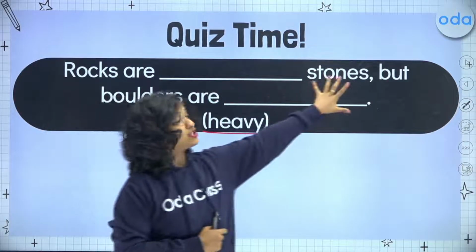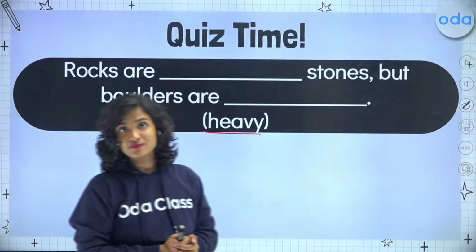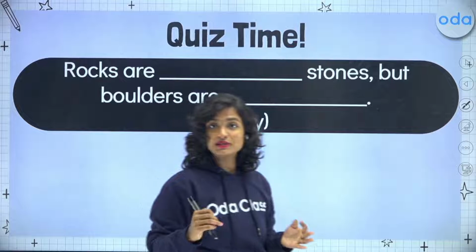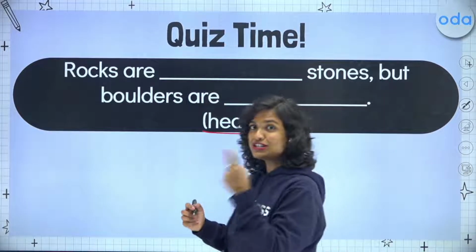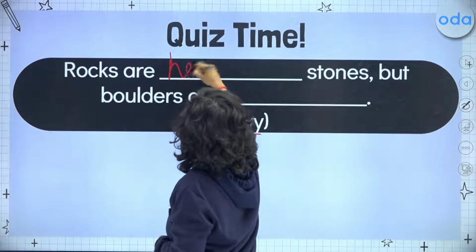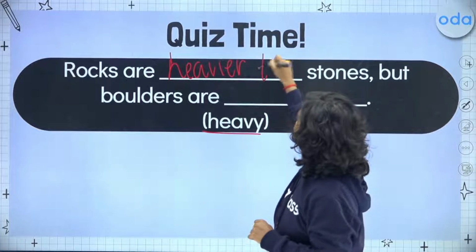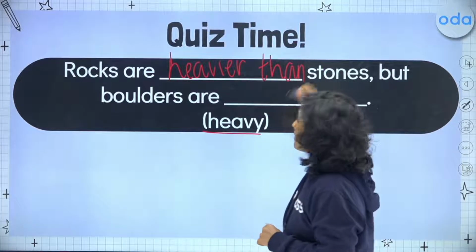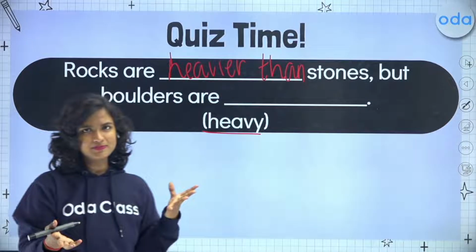Rocks are blank stones. So let's look at the first part of the sentence first, right? Rocks are blank stones. There's a clear comparison here between two nouns, so between two things here. So rocks are heavier than stones, but boulders are, what do you think here, students?